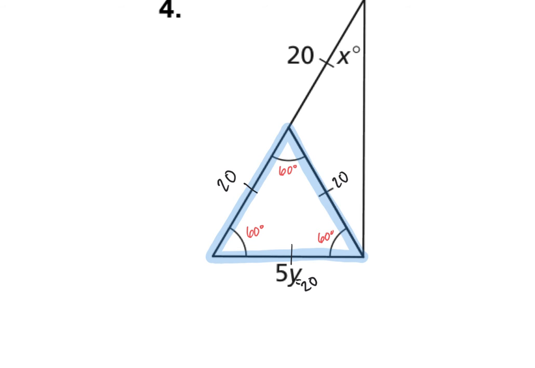But this mark up here is saying that this side has to be 20, so they all have to be 20. So our first equation is that 5y equals 20. You divide both sides by 5, and you get y equals 4. You guys with me? Yes. Okay.